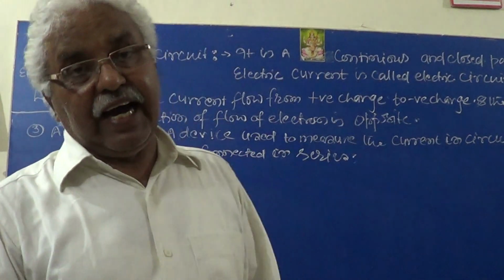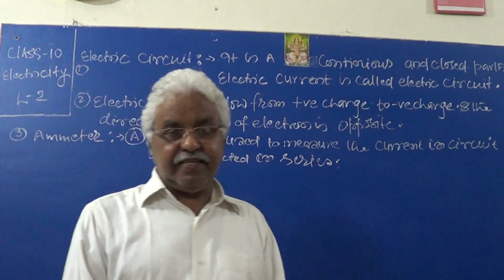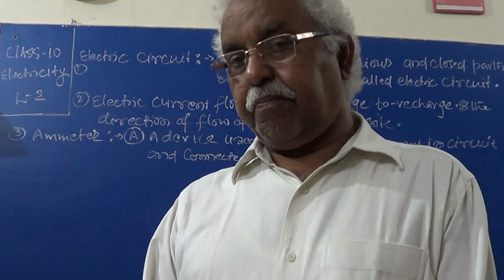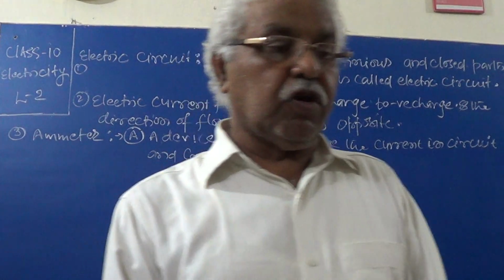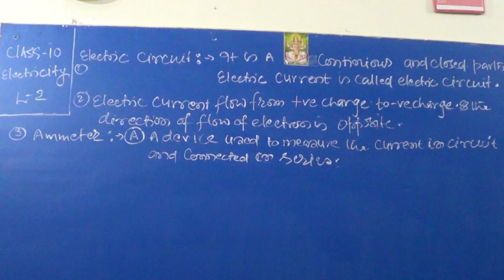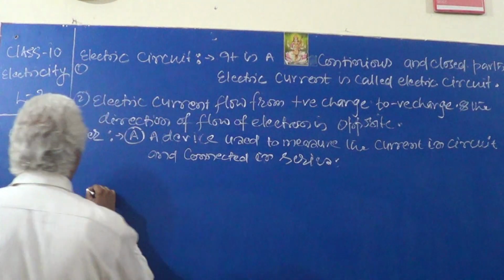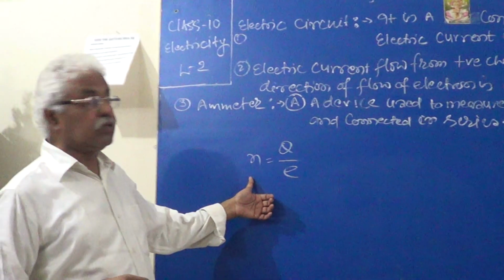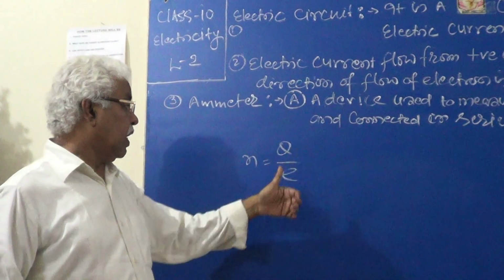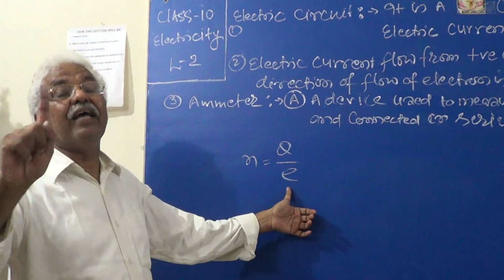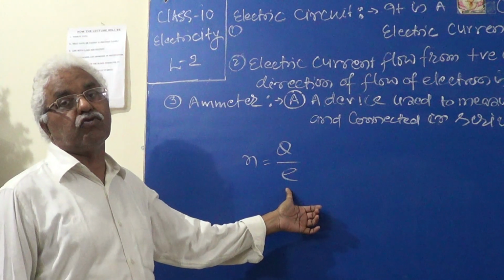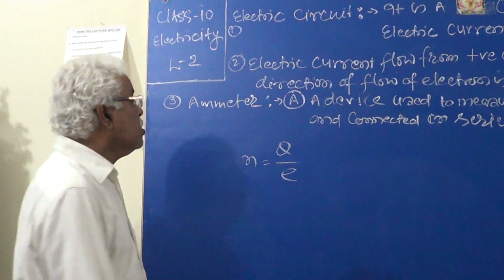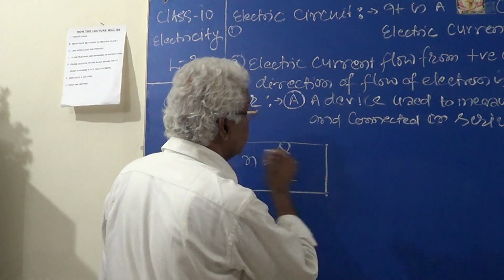Students, in the previous class I discussed the charges. What is an electric circuit? What is an ammeter? And we have given you the formula N equals Q by E. N is the number of electrons, Q is the charge, and E is the charge on an electron. एक इलेक्ट्रॉन के ऊपर 1.6 into 10 to the power minus 19 कूलम ये चार्ज नेगेटिव हो गई. So this formula I have given you to calculate it.